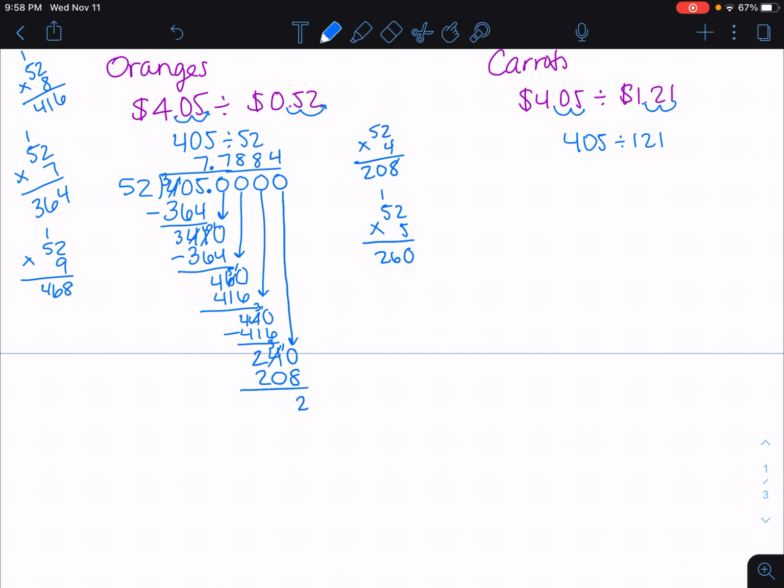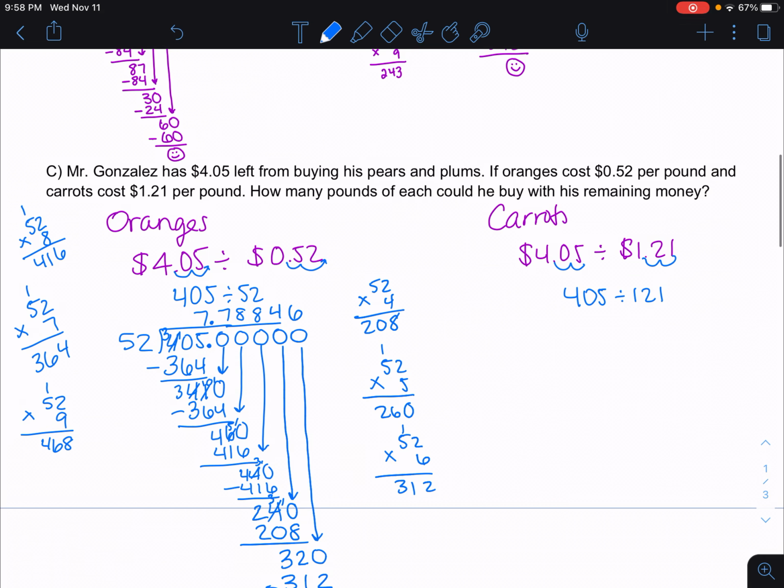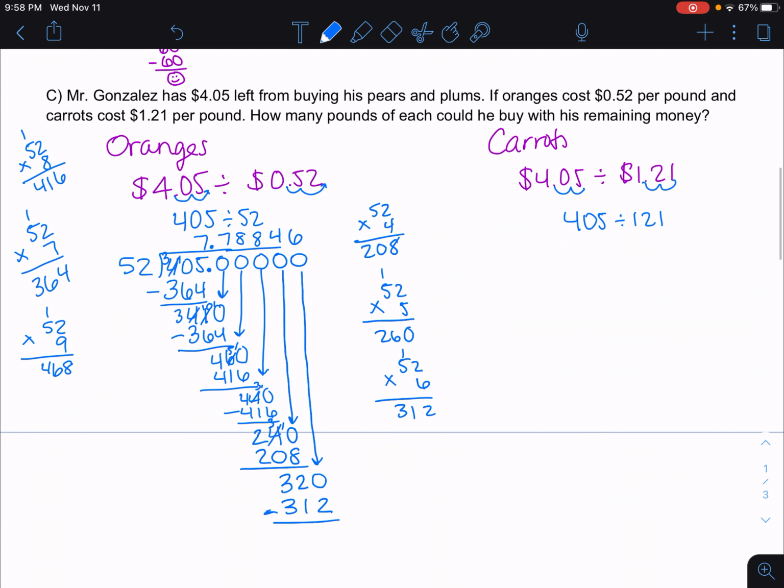10 minus 8 is 2, so 320. So 52 times 6, let's see how close we can get. 12, carry the 1, so 312. If I bring down another 0, it looks like this one's going to go for a while. We could probably just keep dividing and dividing. So I'm actually going to stop here just for the sake of time and energy.